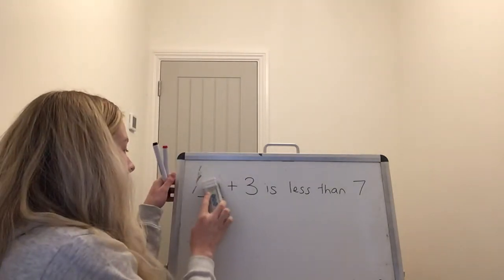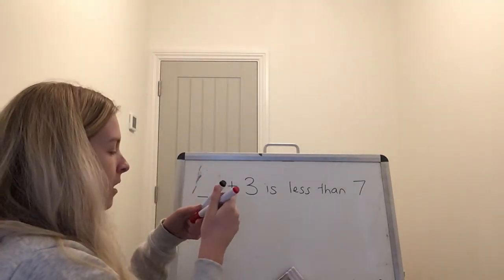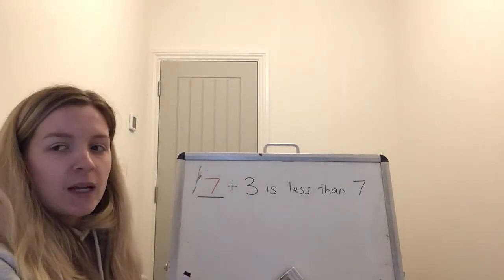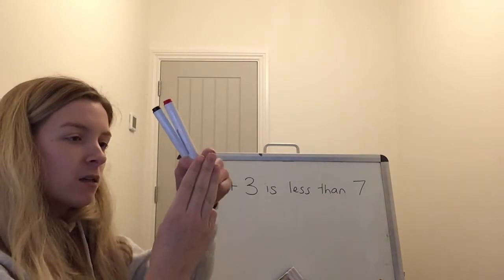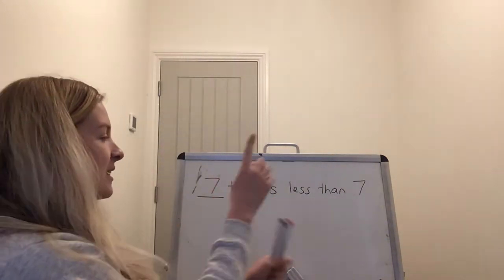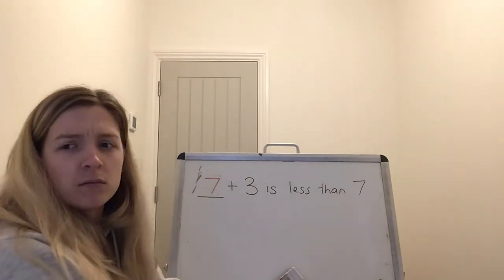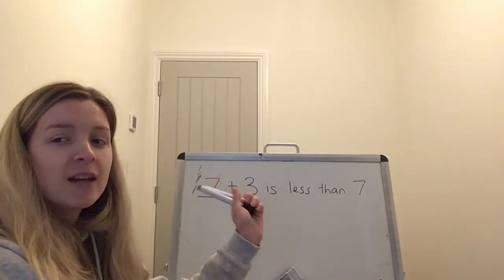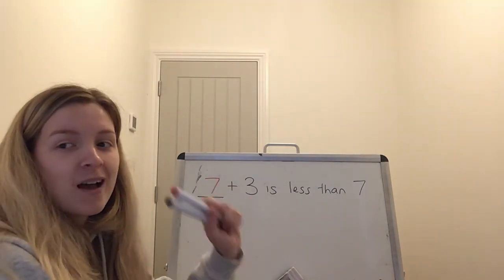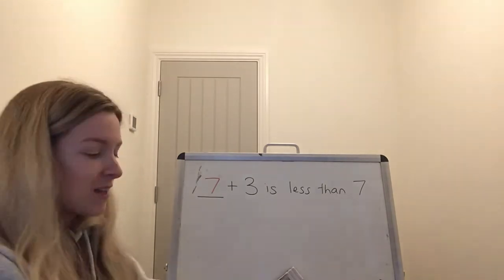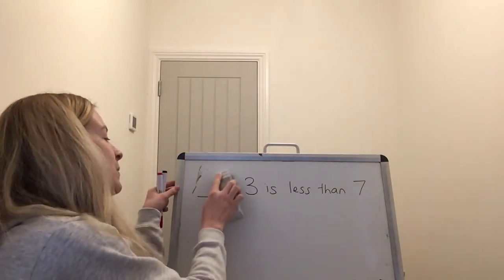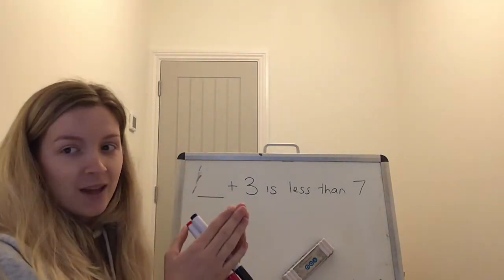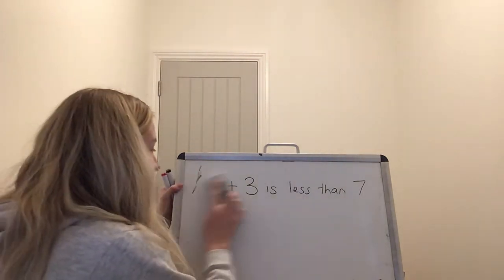What if I put in 7? 7 add 3, 7, 8, 9, 10. 10 is less than 7. Oh, what's gone wrong there? Is 10 less than 7 or is 10 more than 7? Miss Palmer, you silly, you've made a mistake there, so it can't be 7. It's got to be a number that when you add it together, it makes less than 7. Okay? Give that one a go.